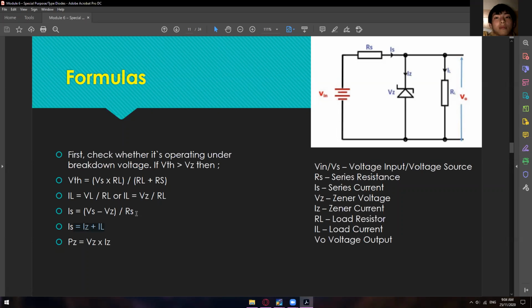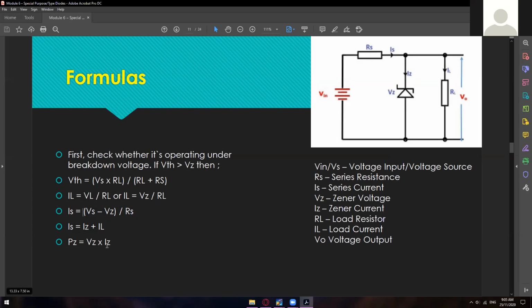Or you can have this one, if let's say IL and IZ are not given. So Vs minus Vz. You have to get the voltage here, like V sub A minus V sub B, or voltage source minus the Zener voltage. That is why we have Vs minus Vz divided by the series resistance. So you have two ways to solve for the series resistance.